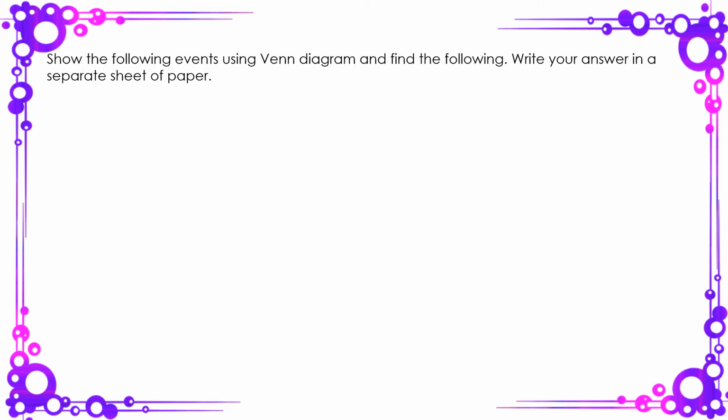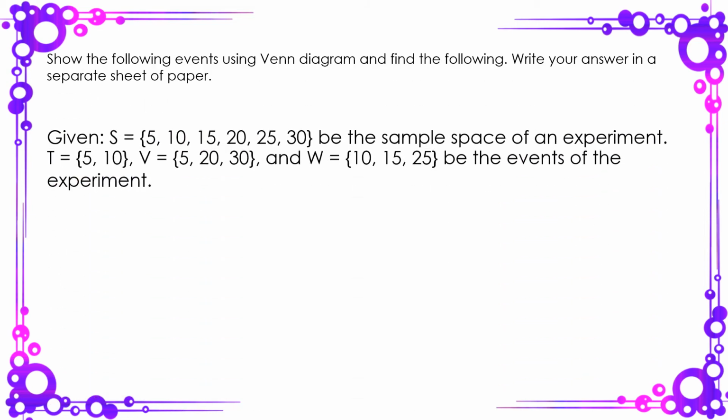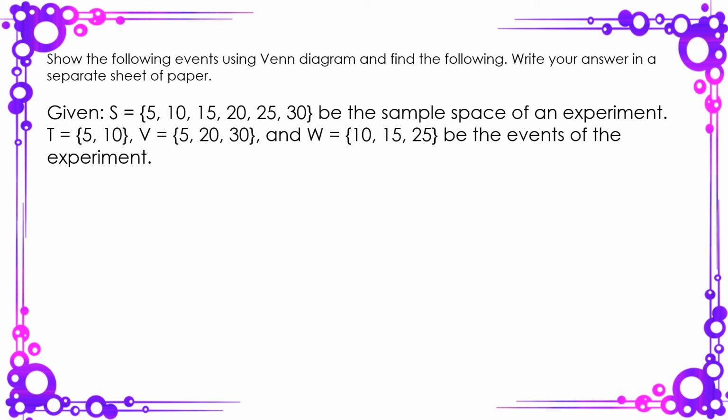Okay, I hope you get our answers. So let us find our next example. So we have here the given again S is equal to 5, 10, 15, 20, 25, 30 with the sample space of an experiment. T is equal to 5 and 10, V is equal to 5, 20, 30 and W is equal to 10, 15, 25 be the events of the experiment. And we are going to find T union V.